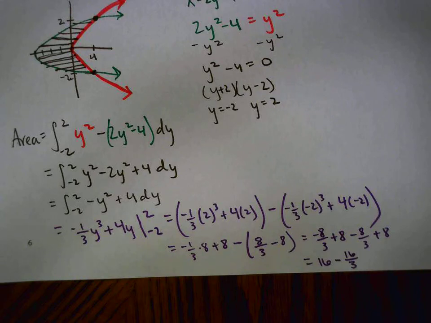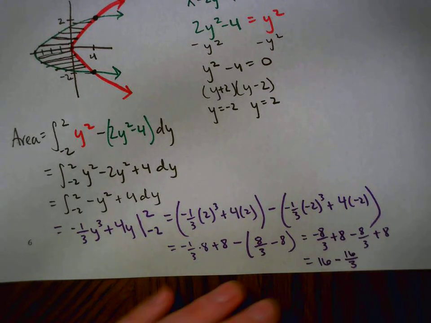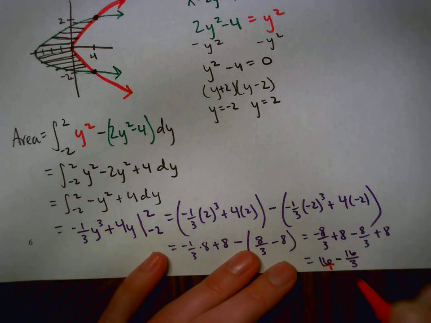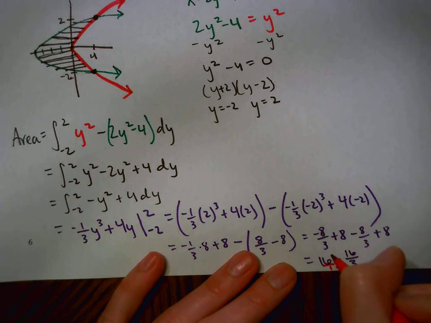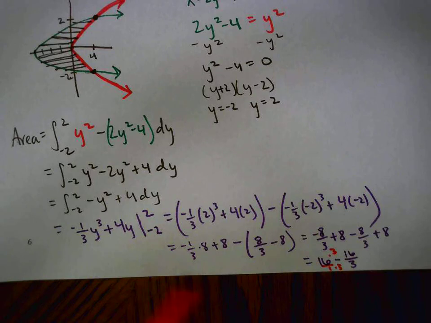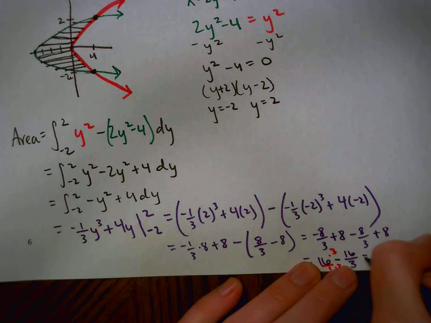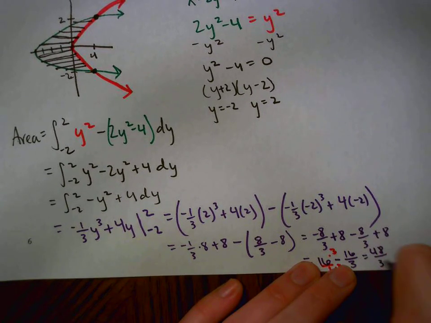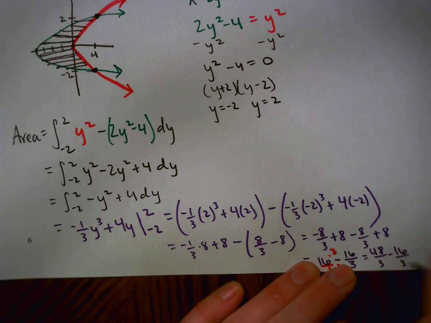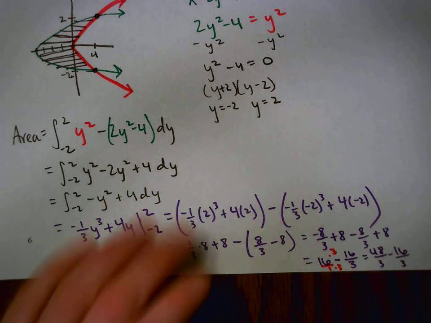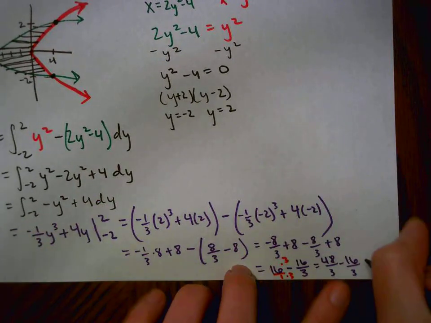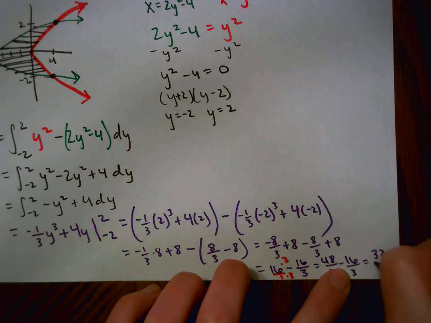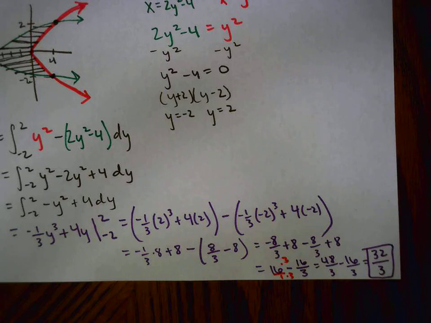Correct? Okay, so now I need a common denominator. So I'm going to put my 16 over 1, and I need to multiply it by 3 on the top and bottom. So 16 times 3 becomes 48 over 3 minus 16 over 3, which 48 minus 16 is 32 over 3. And that is the area between the two curves.